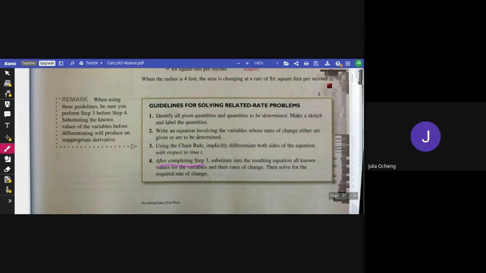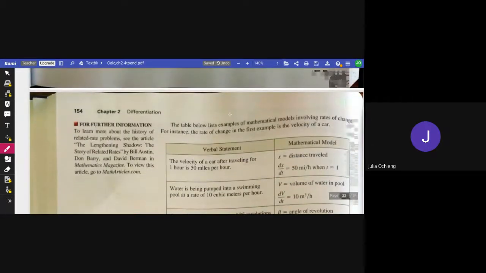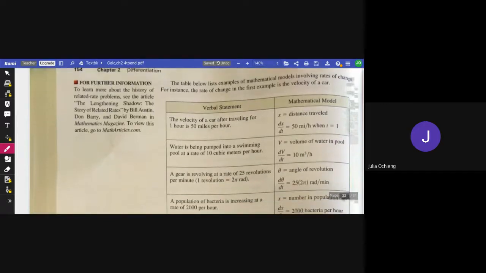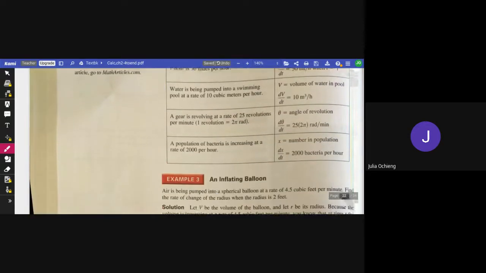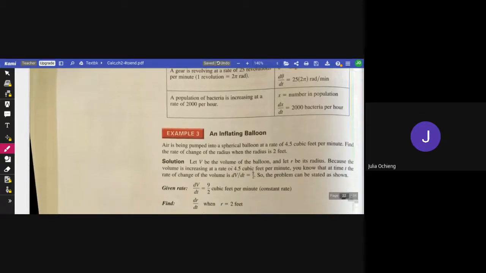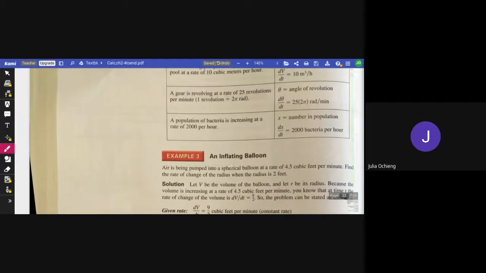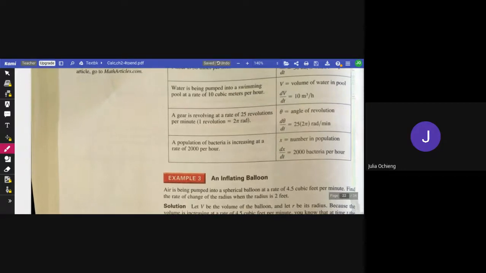Number 4, after completing step 3, substitute into the resulting equation all known values for the variables and their rates of change, then solve for the required rate of change. All right, so let's try that again. We'll try that again with this example with the inflating balloon. Again, here's where you should pause the video and see if you can figure this out on your own.